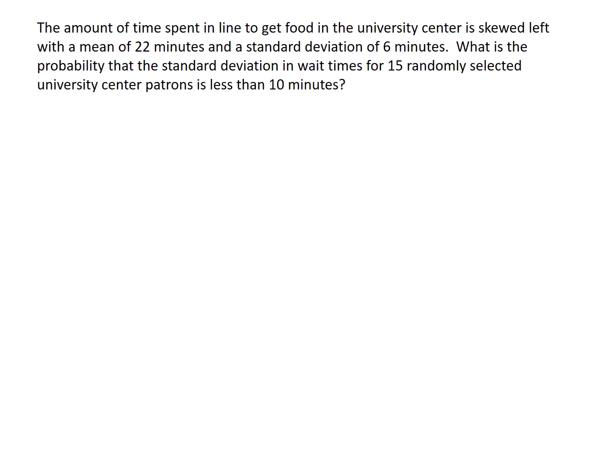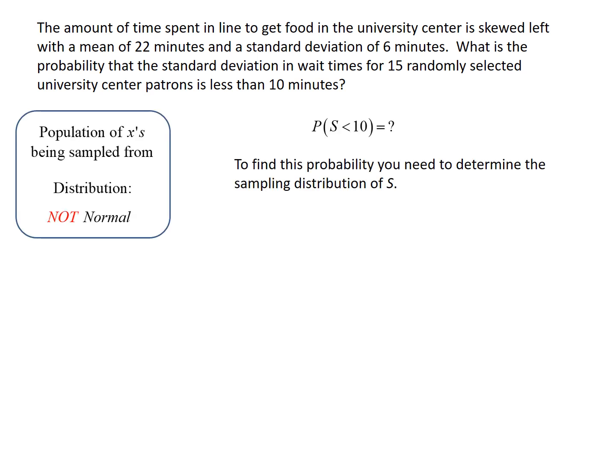Here we go back to the UC to get some food. And this time we want to know the probability that the standard deviation in wait times for our 15 randomly selected patrons is less than 10 minutes. Okay, so standard deviation being either S or sigma. It's for a sample of 15 randomly selected customers, so that is going to be S. So we want the probability that S is less than 10.